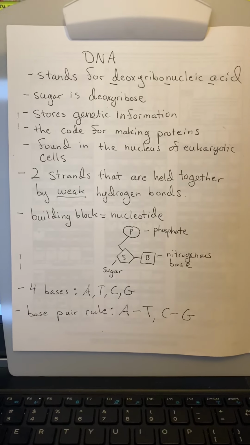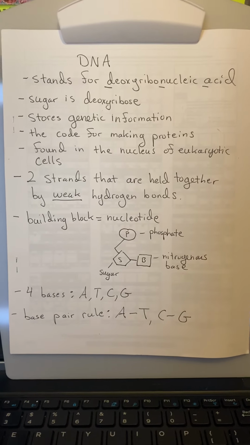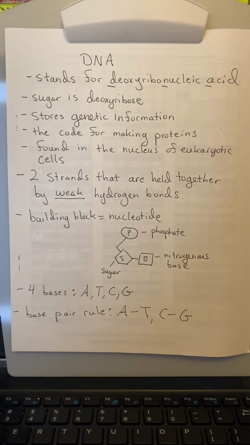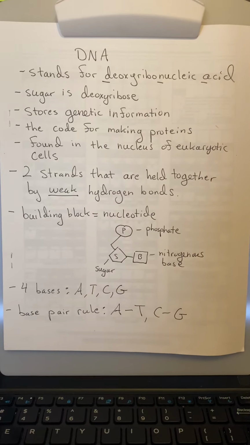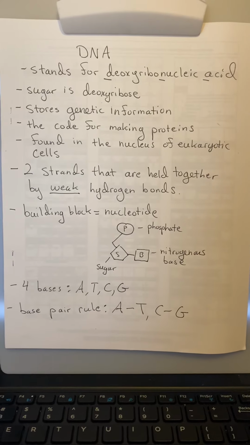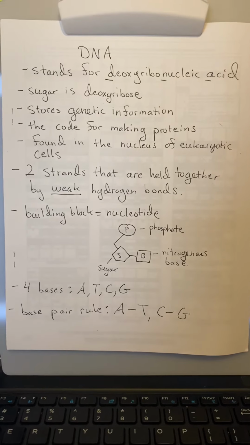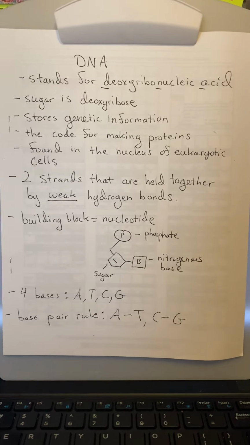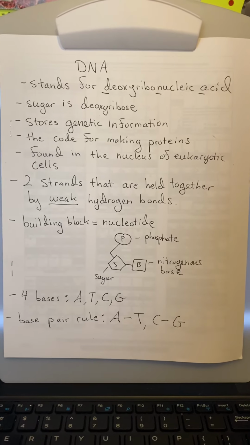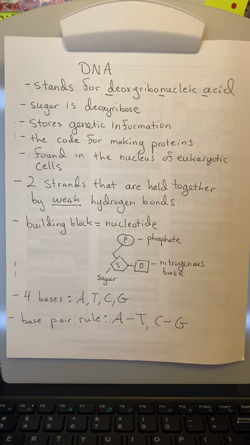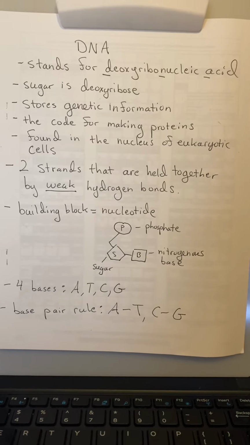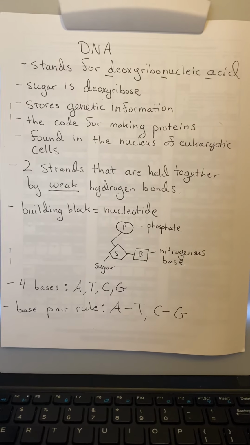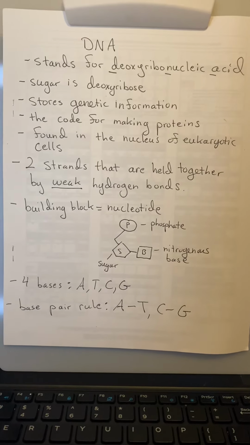The base pair rule, also known as Chargaff's rule, is that A will always pair with T, and C will always pair with G. If that does not happen, or something pairs incorrectly, we call that a mutation. Remember, a mutation is a change in DNA. We did talk about some mutations before we left: substitution, deletion, insertion, and also non-disjunction, right?